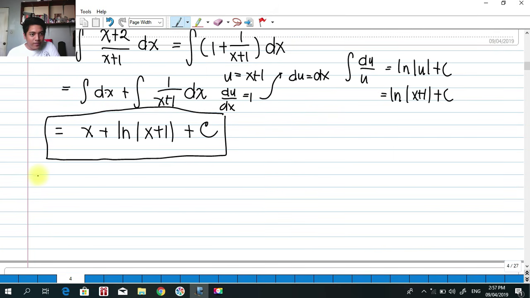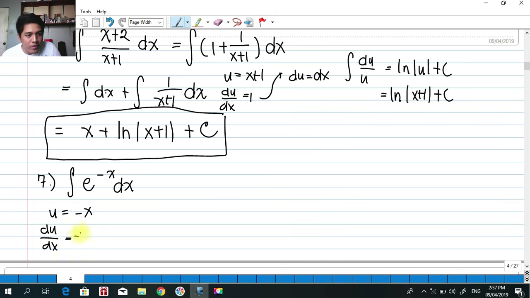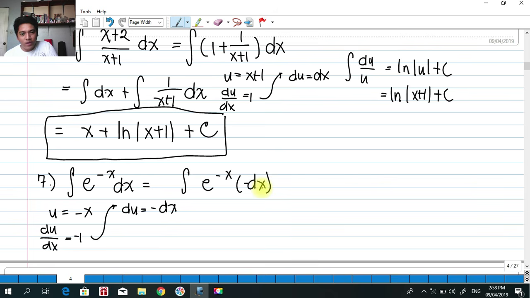So, for number 7, we have the integral of e raised to negative x dx. In this example, we need to let u equal negative x. So du over dx will be equal to negative 1. Cross multiplying this, we get du equals negative dx. So our dx is available here, but we don't have the negative, so we will be adding a negative sign. So e raised to negative x multiplied by negative dx. Of course, if you add a negative here, you should also add a negative outside of the integral.